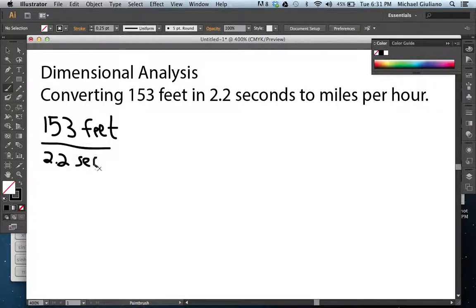Alright, so remember, a fraction bar is division, so I'm going to take 153 and divide that by 2.2. I'm also going to divide the word feet by the word seconds. So what that does for you is, well, you're not actually going to see that part happen, but what that does is it gives me a 1 second in the denominator. So 1 second. And then that's going to give me, I already did that math, about 69.55 feet.